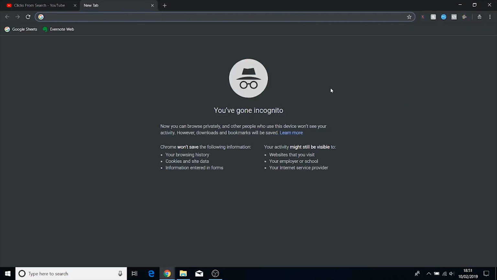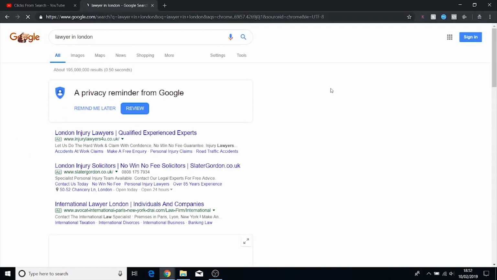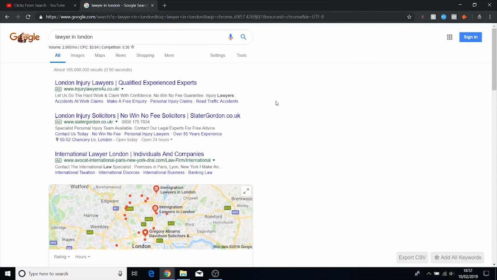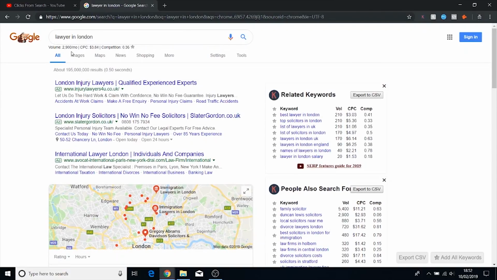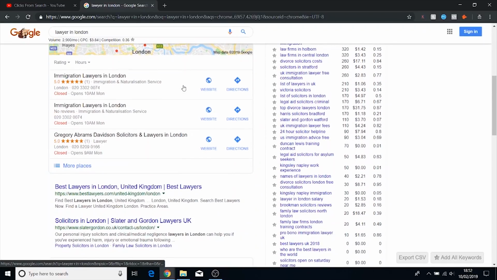Let's think of the first keyword that we want to go for. Let's say that we want to go for lawyer in London. Okay, cool. This is the first term that we want to go after. It's got a monthly search volume of 2,900 on average, a cost per click of $3.80. So it looks like it is pretty competitive.